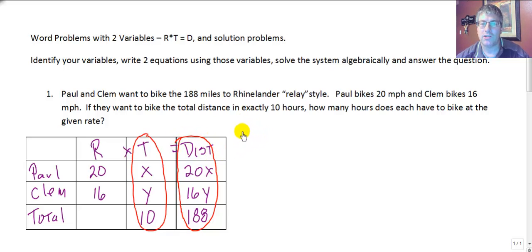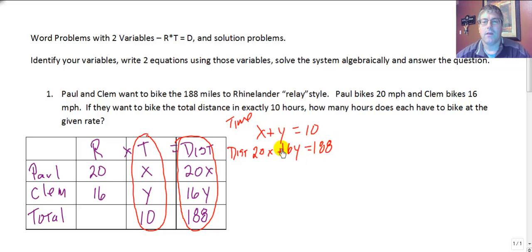So our two equations, the first one, x plus y equals 10. We have a time equation and we have a distance equation. That is 20x plus 16y equals 188. So you can use the substitution method if you wish. It's easy to solve for x or y in terms of the other variable.